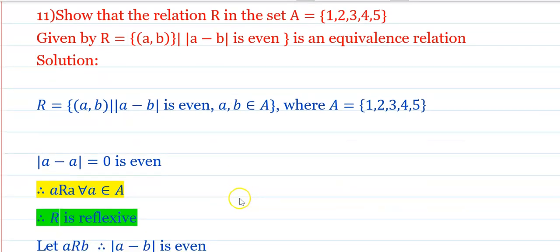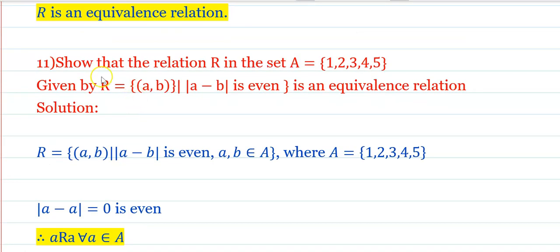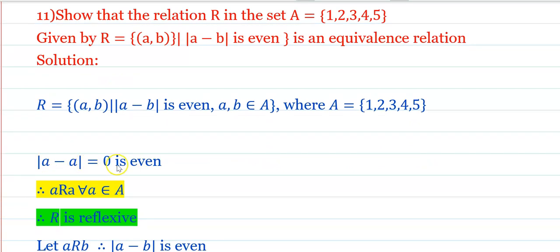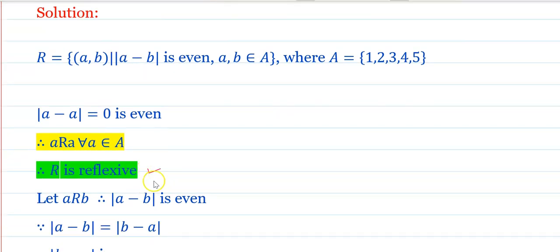Now the question number 11. Show that the relation R in the set A = {1, 2, 3, 4, 5} given by R = {(a, b) such that a minus b is even} is an equivalence relation. Now this R is {(a, b) such that a minus b is even}, a, b belongs to A, where A is {1, 2, 3, 4, 5}. a minus a is equal to 0, and 0 is even. Therefore aRa for every a belongs to A, R is reflexive.